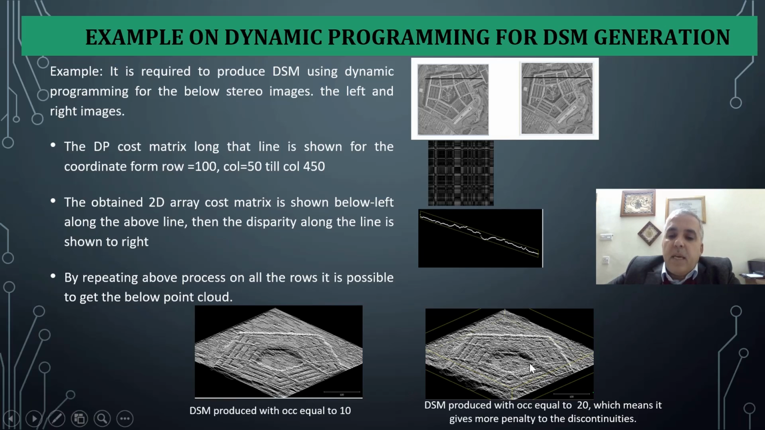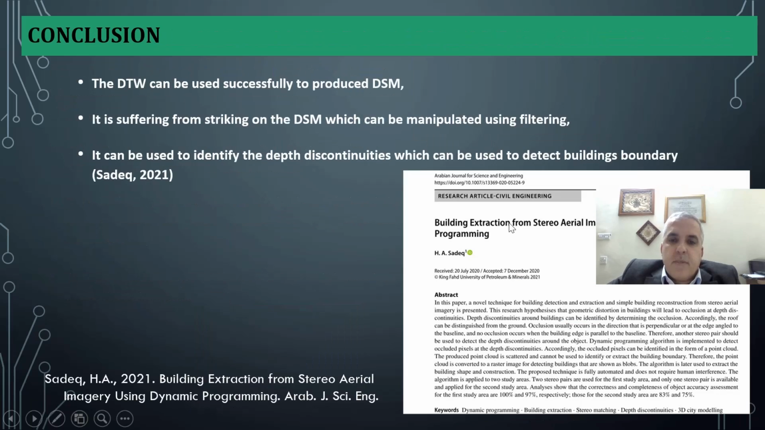Actually, the effect of the occlusion value is very clear. If it's 10 it will produce a result like this, but a higher value will give more penalty to edge discontinuities. As you can see, the image is sharper. These are the DSMs for the Pentagon image.